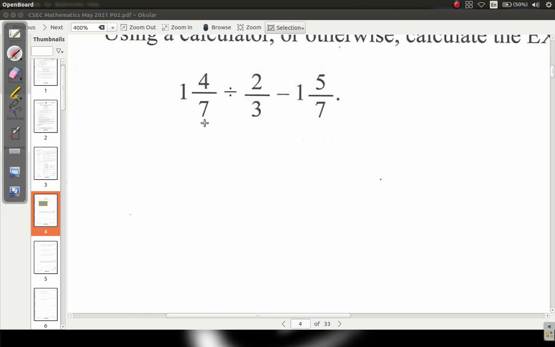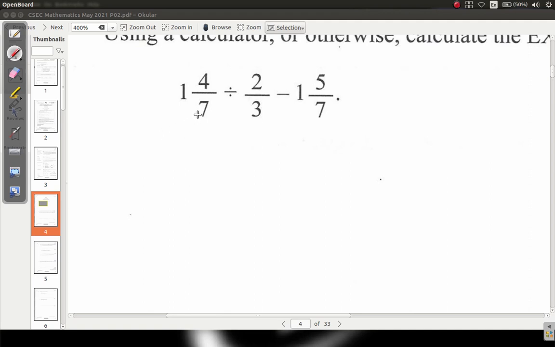carefully look at this. This part here is a division. In any case, division comes first in the question and then your minus. So you have to do the division first before you do the minus. Now you have 1 4/7. What you have is a mixed fraction, so you have the whole number mixed up with the fraction.